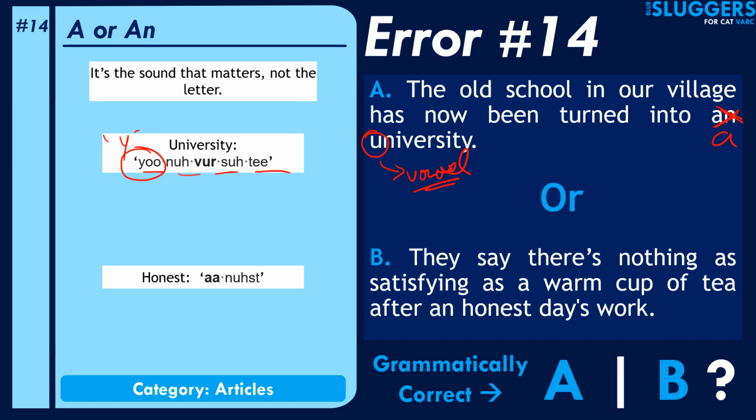It says, they say there's nothing as satisfying as a warm cup of tea after an honest day's work. Now, even in this case, the word honest does start with a consonant, right? However, the way it is pronounced is "onest", so the sound is still that of a vowel, okay? And hence the apt article here in this case would be "an" and not "a", which is correct. Honest is definitely correct here, okay? So, an honest day's work. So sentence A is incorrect, sentence B is correct.